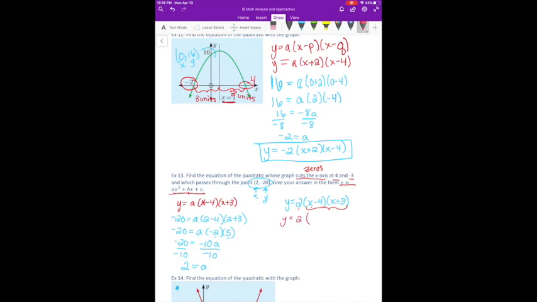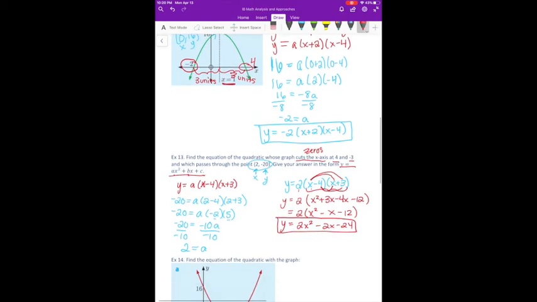So I have y equals 2 times x times x is x squared. x times 3 is 3x. Negative 4 times x is negative 4x. Negative 4 times 3 is negative 12. Right, so I got 2 times x squared, combine like terms, minus x minus 12. Multiply everything by 2, so I have y equals 2x squared minus 2x minus 24. There is my general form quadratic equation.